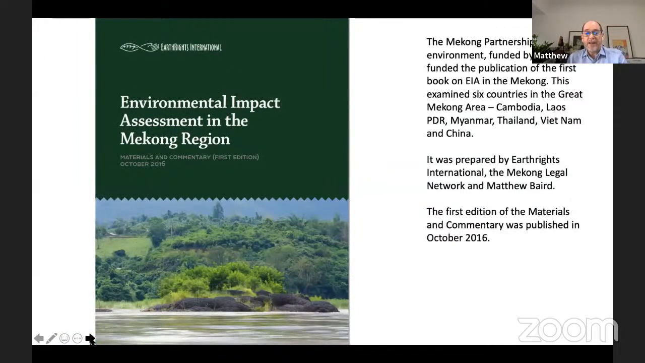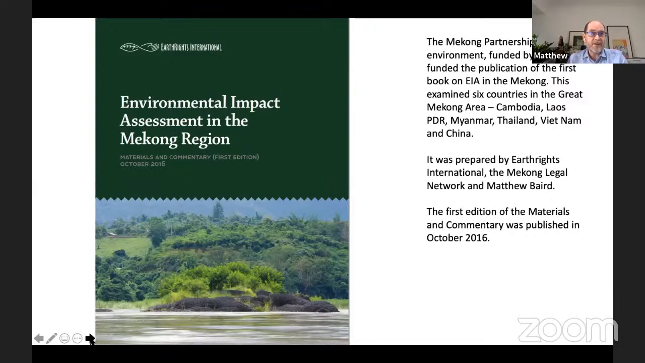Another project that I had been involved in, again funded by the Mekong Partnership on the Environment, was this first book on EIA in the Mekong. And in this book, copies of which are available on the Earth Rights International website, we looked at the six countries in the Greater Mekong area: Cambodia, Lao PDR, Myanmar, Thailand, Vietnam, and China. And we looked at the environmental impact assessment processes, drew some common elements, looked at transboundary issues and public participation. And this was published in October 2016. We called it the first edition because it probably does need some updating since then.